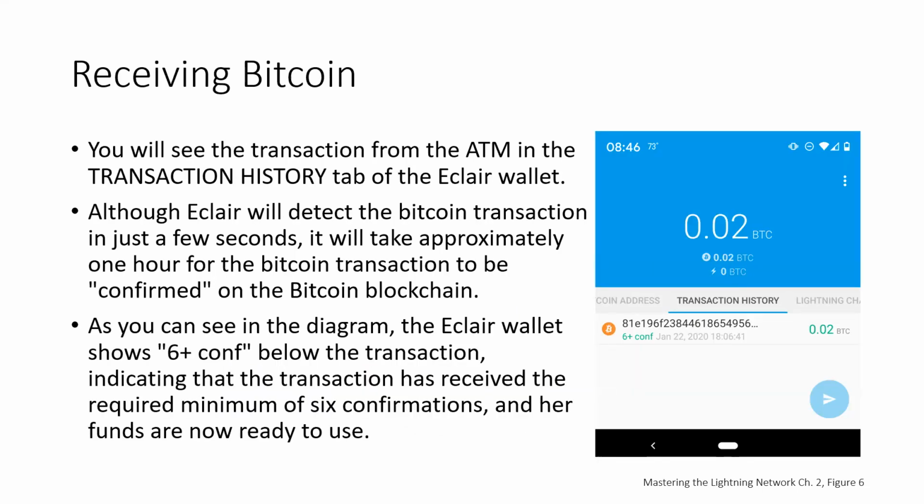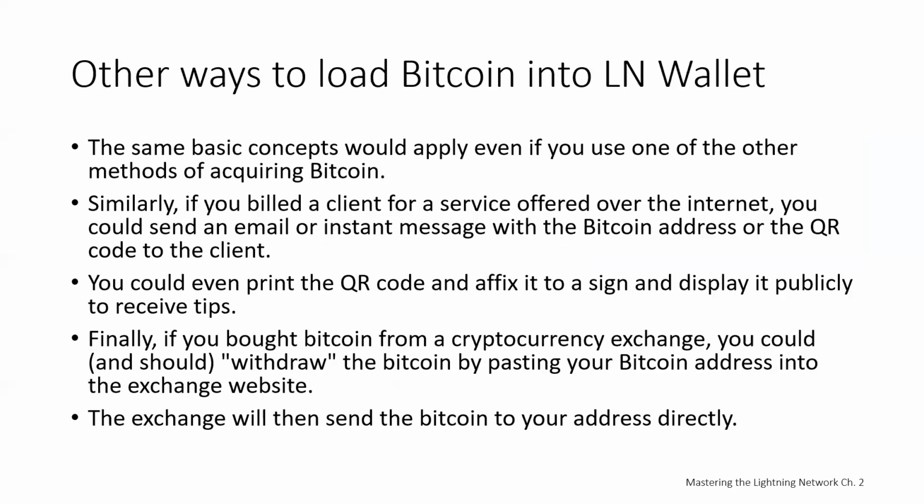Now, if we look in our wallet, we can even see the transaction where the Bitcoins came in, in the transaction history tab of the wallet. Now, although the wallet should be able to detect the Bitcoin transaction in just a few seconds, that's the Bitcoin transaction being published to the network. It'll actually be about an hour before the Bitcoin transaction will be fully confirmed, because we usually consider a Bitcoin transaction fully confirmed after 6 blocks. And every new block takes about an average of 10 minutes.